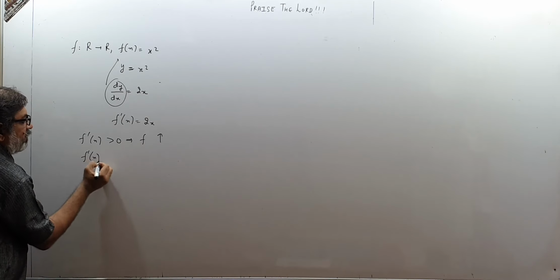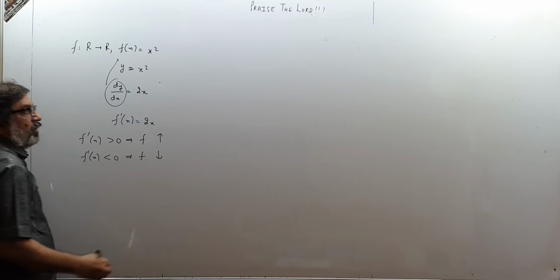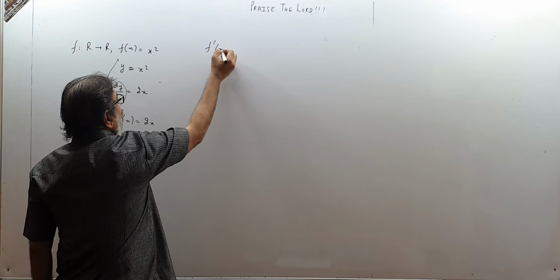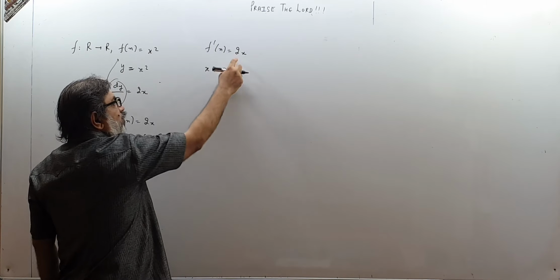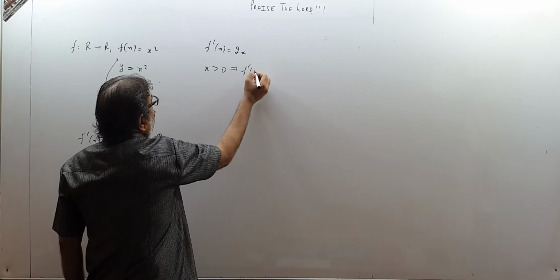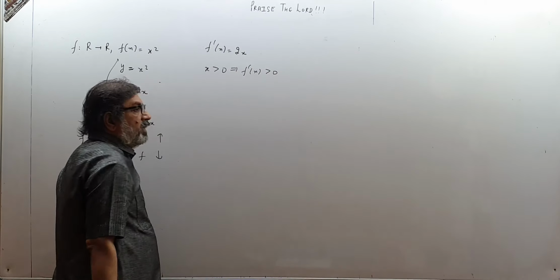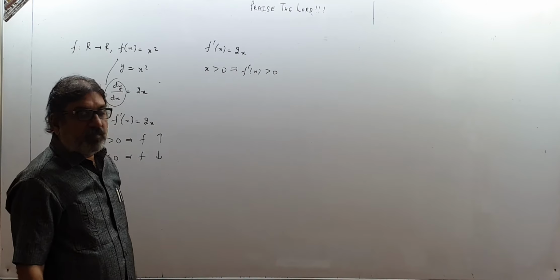And if f dash x is less than 0, that means your function is decreasing. Now see, what is the formula for f dash x? 2x. If I take x positive, then 2x will be positive. And therefore, this will imply f dash x will be positive. That means for all positive numbers, my function will be increasing.